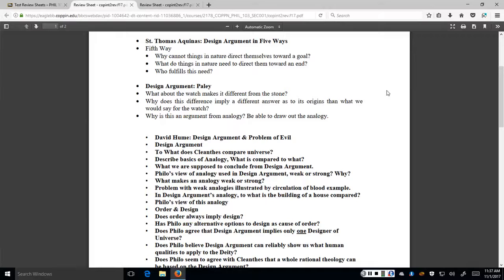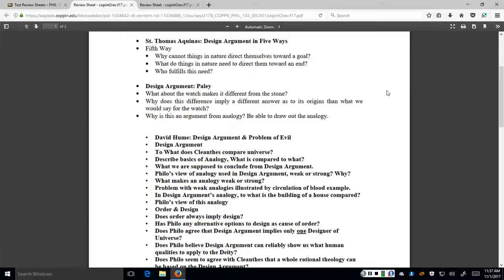So, in the design argument analogy, to what is the building of a house compared? Well, the making of the universe by God. And Hume says these are comparing two very different things. Comparing a man-made object, like a house, to the universe is like comparing circulation of blood in a human being to sap in vegetables, is essentially the point he's making here.